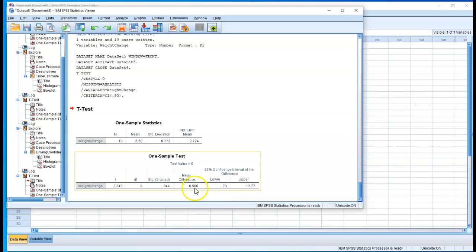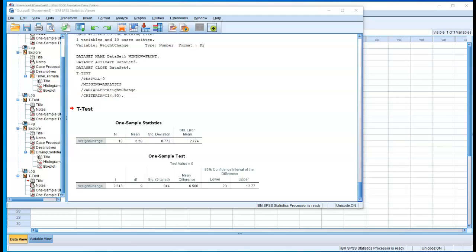And the actual mean difference is 6.5, where the 95% confidence interval is 0.23 to 12.77. So I'm 95% sure that the true mean difference is somewhere between those two values. A very wide confidence interval, because our sample size is very, very small here. Okay, so that is one way you could approach this data set, and that is comparing the mean for this group to 0. However, that is not the only test value that might make sense.